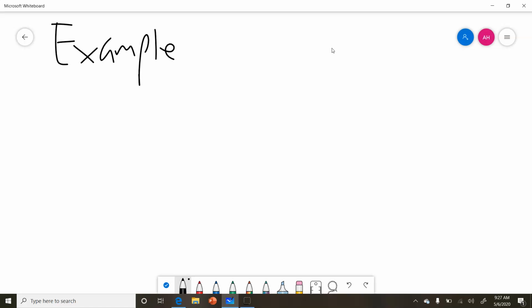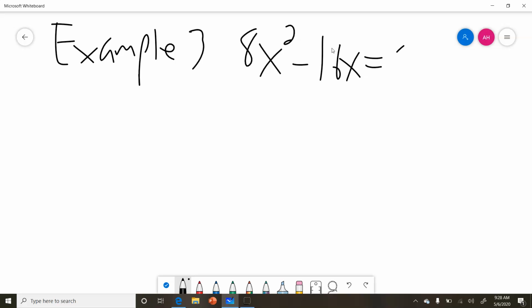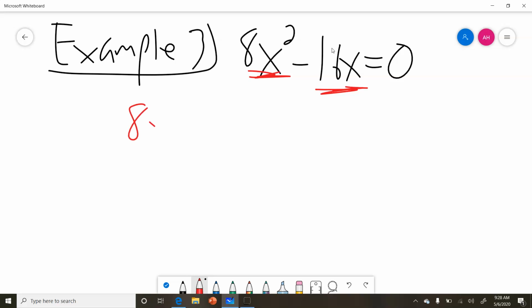Okay, so look at the top of the page. We have 8x squared minus 16x equals 0. Now again, the same rules still apply. So I need to say, what can I take out of these that are in there? Well, they each have an 8, right? So I can take out an 8 and each have an x. So I can take out 8x and I'm left with x minus 2.